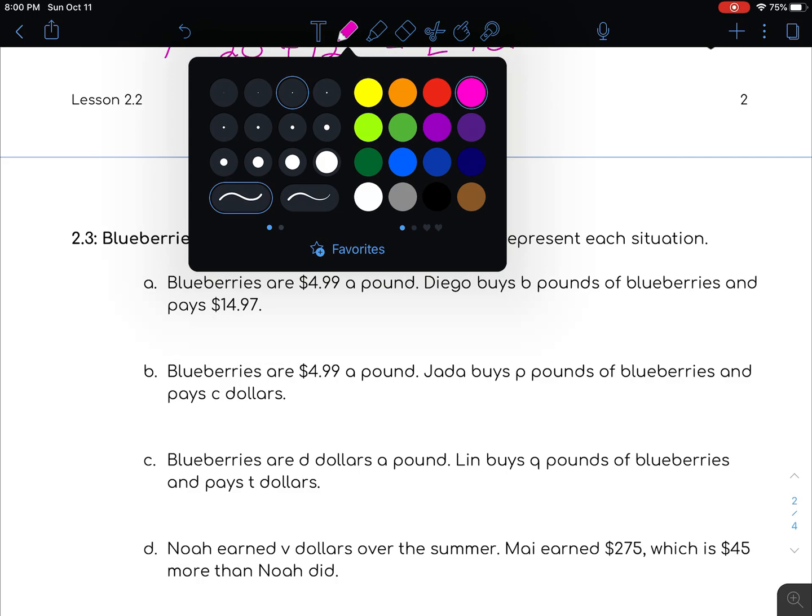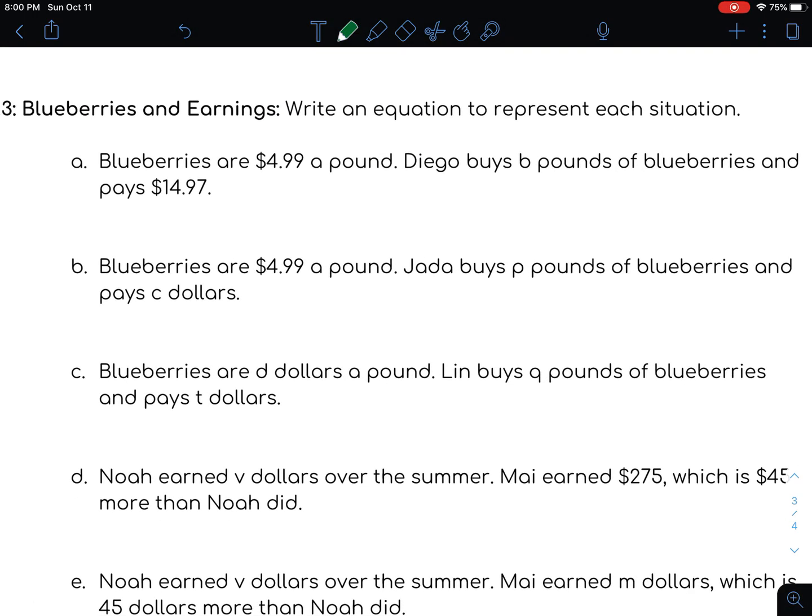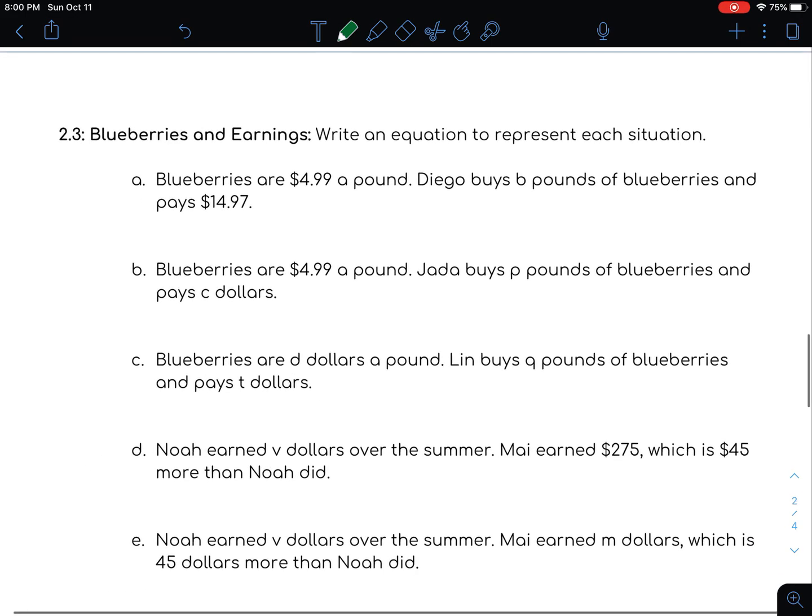Our third situation today, changing speeds again a little bit here, a different type of problem, is this one related to blueberries and earnings. Write an equation to represent the situation. All right, A, blueberries are $4.99 a pound. Diego buys B pounds of blueberries and pays $14.97. Let's write an equation to represent that.